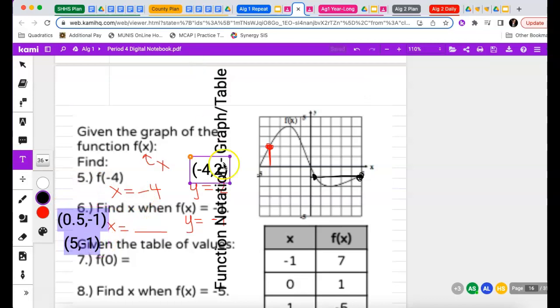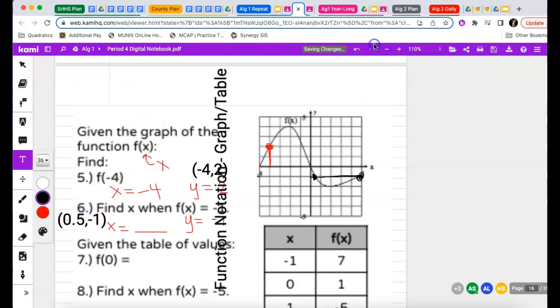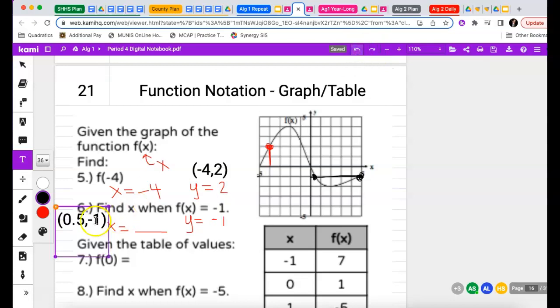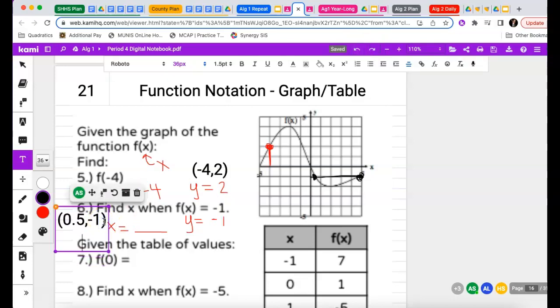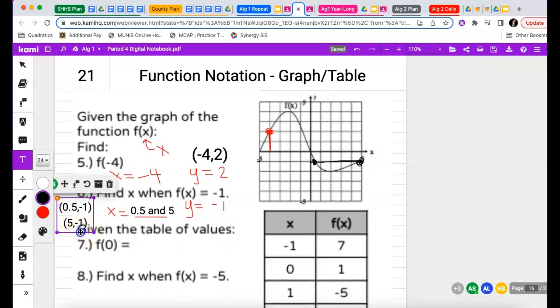So what I'm looking for are my 2 x values. I'm looking just at my x values. So that is going to be 0.5 and 5. So there are 2 answers here: 0.5 and 5, just my x values, because I already knew that y was equal to -1.